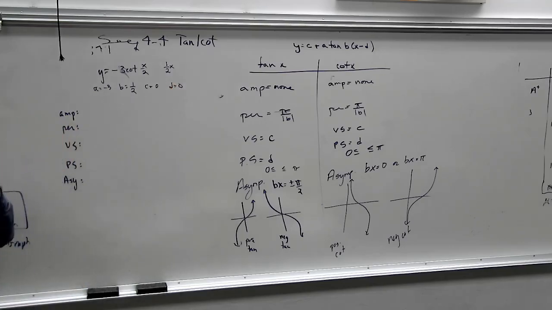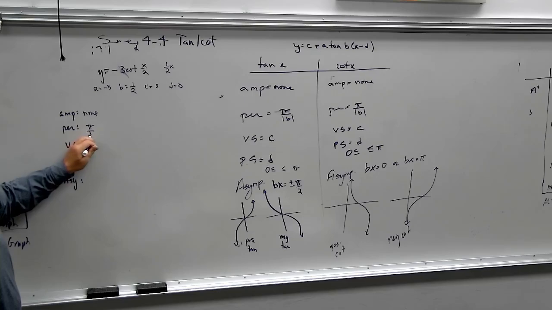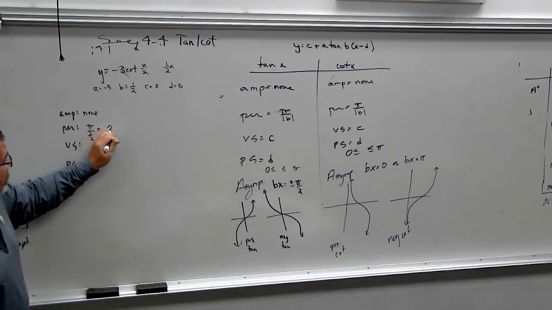The hardest you'll see is a vertical shift. Maybe I'll give you a c value. Okay, quickly label these. Amplitude is none. Period is pi divided by 1/2. What is that? What's pi divided by 1/2? It's pi times 2 over 1, which is 2 pi.